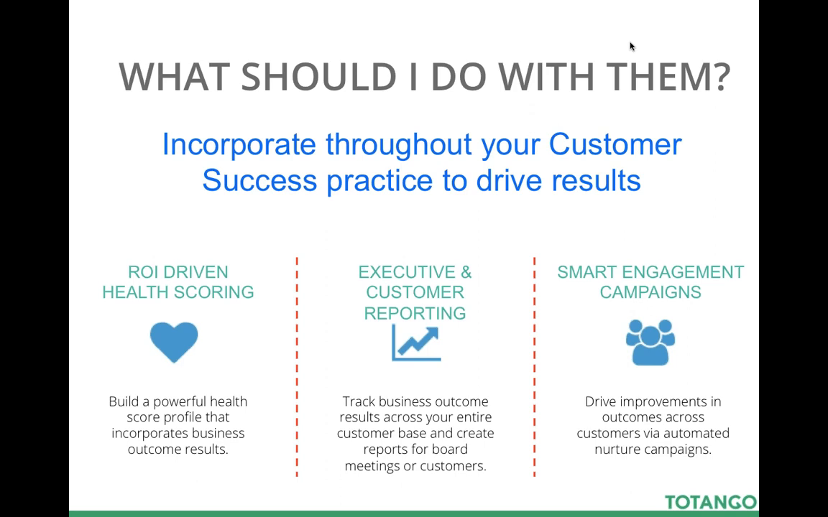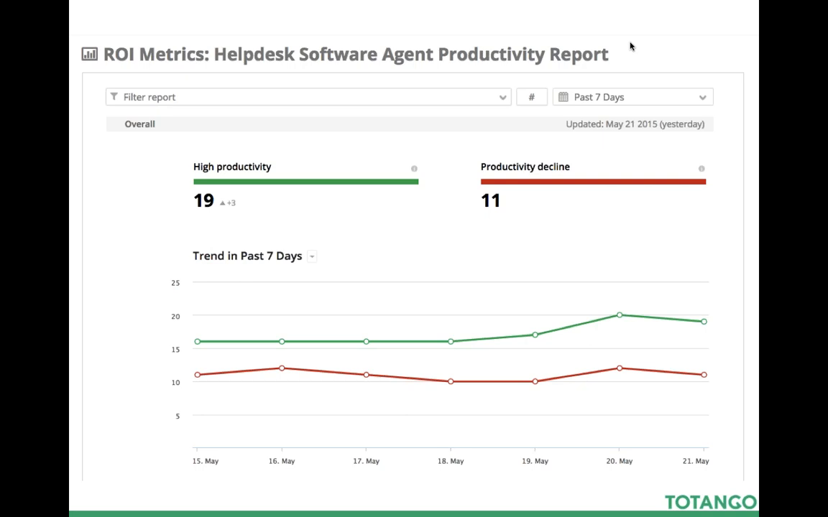So what am I going to do with them? I'm going to have an ROI-driven health score. So now you can create your own ROI metrics and put them into your health score so you can have a better understanding of good and poor health. Have better executive and customer reporting, so tracking those business outcomes, also something you can incorporate into your quarterly business reviews. And then creating smart engagement campaigns, so letting your marketing teams leverage this as well. So driving improvements and outcomes across customers using automated nurture campaigns. And this is a sample of one of the things we're going to do today, building a report so you can actually see what productivity looks like amongst your customers.